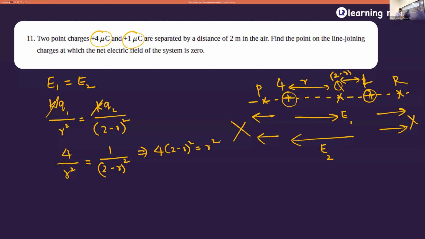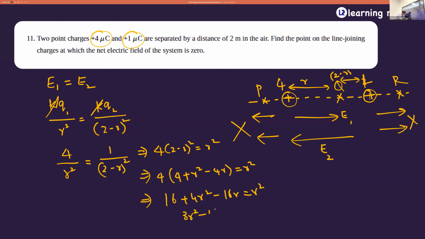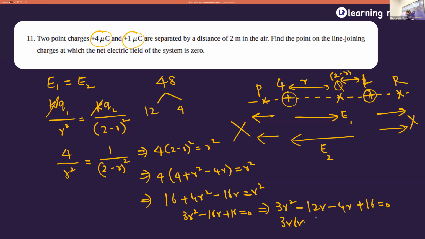Makes sense? So this implies 4 into 4 plus R square minus 4R is equal to R square. This also implies 16 plus 4R square minus 16R is equal to R square. So what will be the answer? 3R square minus 16R plus 16 is equal to 0. So 3 into 16, 48. What are the factors of 48 which will sum up to minus 16? They are obviously 12 and 4. Correct, no? So this implies 3R square minus 12R minus 4R plus 16 is equal to 0. So what will you get? 3R into R minus 4, minus 4 into R minus 4, is equal to 0.